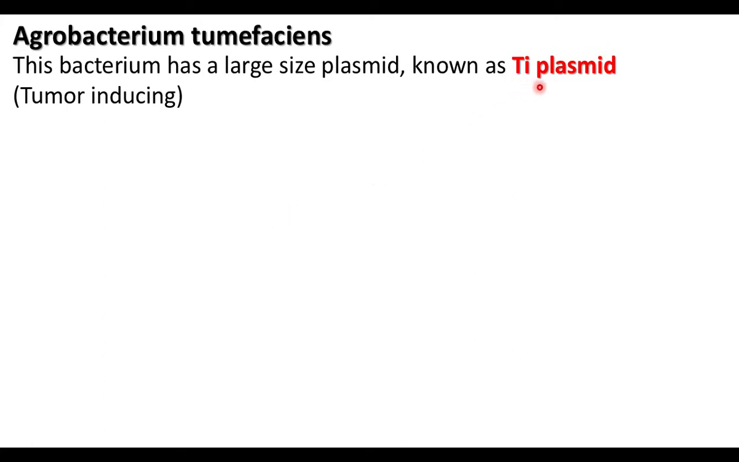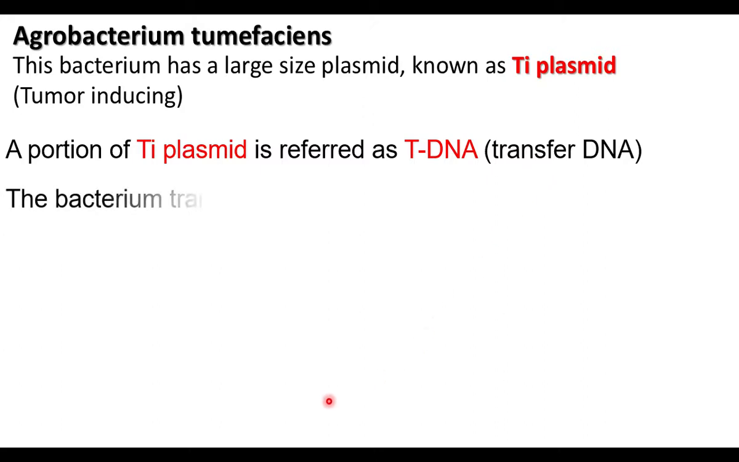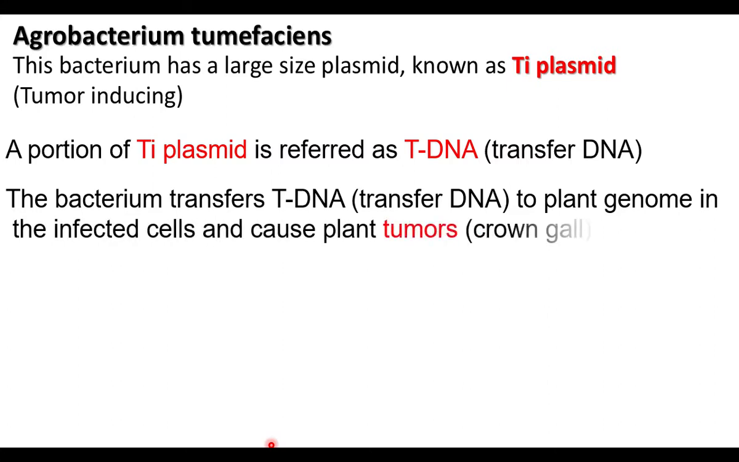The TI plasmid has a part called tDNA. A portion of TI plasmid is referred to as tDNA, transfer DNA. This transfer DNA is involved in the transfer of genes into plant cells. The bacterium transfers transfer DNA to the plant genome in the infected cells and causes a plant tumor called crown gall disease. The infected cells develop tumors.